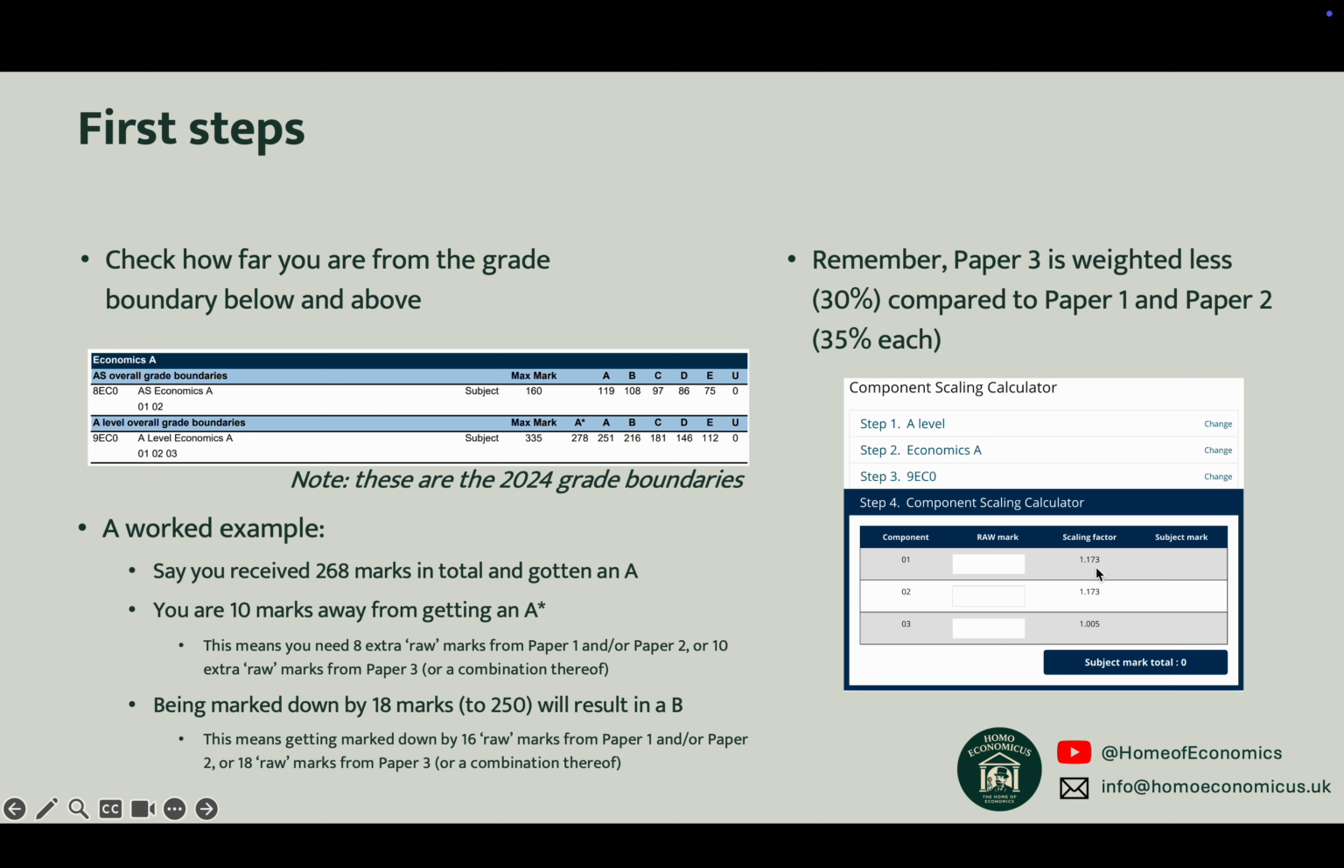Now again, 18 divided by 1.173 means 16, so that actually means just 16 marks from either paper 1 or paper 2, or 18 marks from paper 3, means that it will get dragged down to a B. And so, as you can see from this worked example, this student is very firmly in the middle of grade A. So whether or not to go for that remark will depend on a number of factors, which we will discuss in the next slide, namely whether there is any scope, whether you think there is a possibility that there is a massive error in judgment and marking in one of the questions.